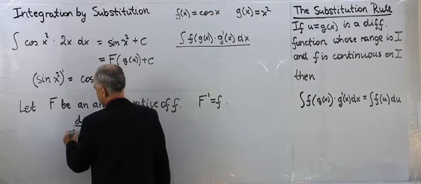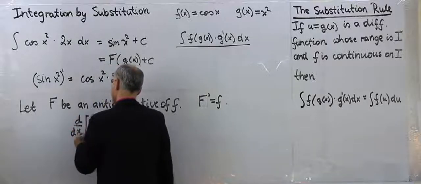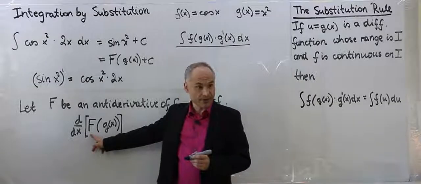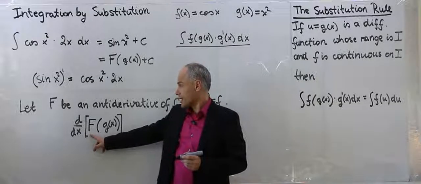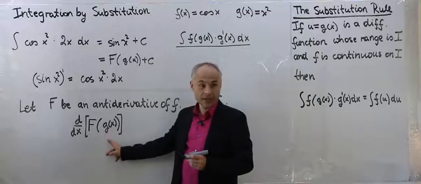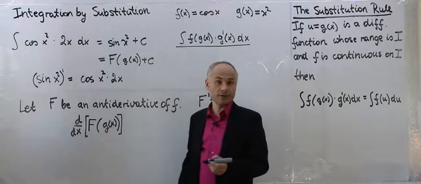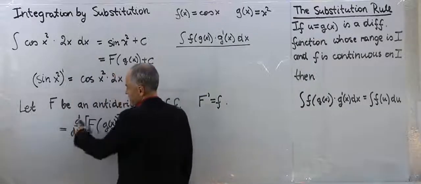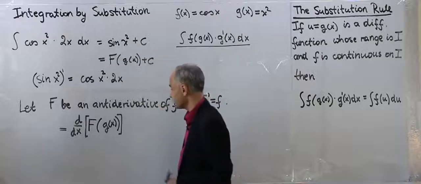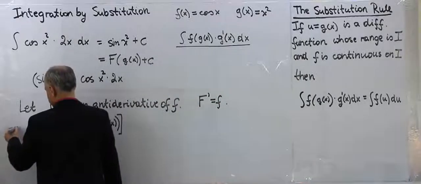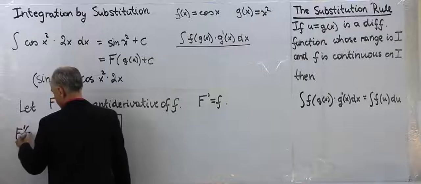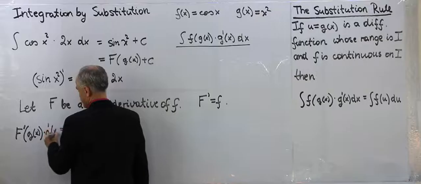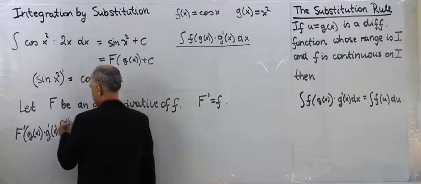I will use the Leibniz notation for the derivative. And what do you do? You take the derivative of the outer function, evaluate it at the inner function, and multiply it by the derivative of the inner function. So I'm going to write the chain rule backwards, right? So I get F prime of g of x times g prime of x. So this is the chain rule.